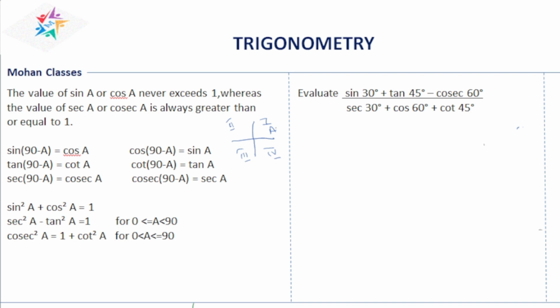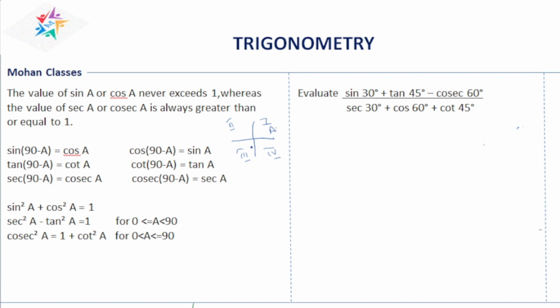So before going to sin 90 minus A, what are the quadrants? There are 4 quadrants, right? The first quadrant, second quadrant, third quadrant, fourth quadrant. In the first quadrant, all trigonometric ratios are positive. In the second quadrant, sine and cosecant are positive. In the third quadrant, tan and cot are positive. In the fourth quadrant, cos and secant are positive. Here, now we are going to talk about only the first quadrant.